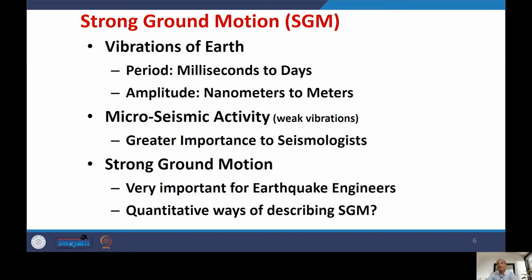Similarly, the amplitude of the vibration could vary from nanometers to meters, and accordingly the magnitude of earthquakes keeps varying. Then microseismic activity, which is weak vibrations, is of greater importance to seismologists, but it is not so important for engineers. When we talk about strong ground motion, it is very important for earthquake engineers, and we need to find quantitative ways of describing strong ground motion.